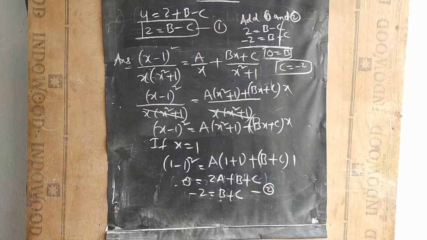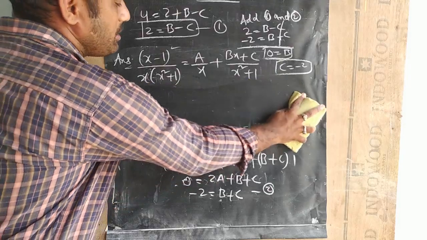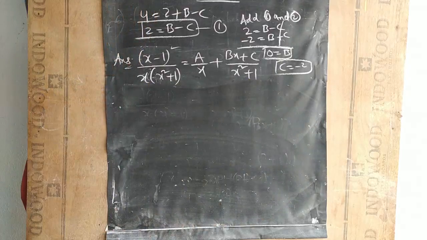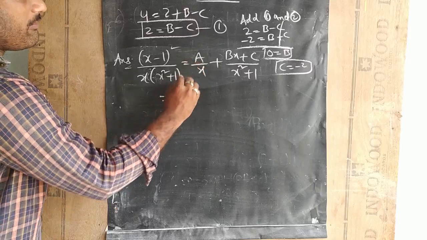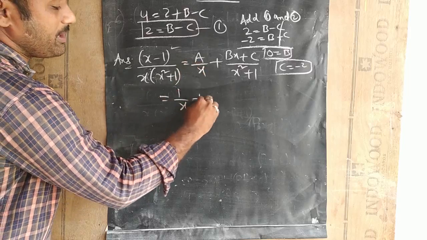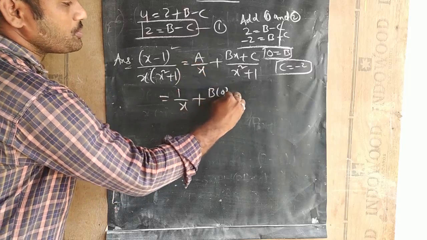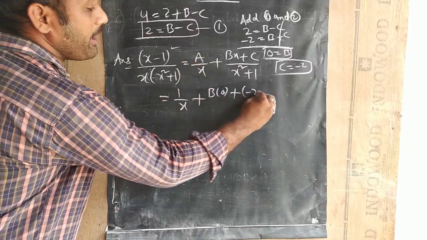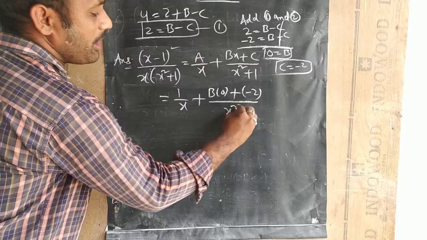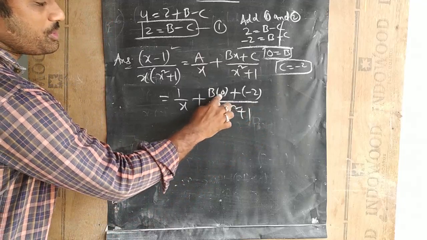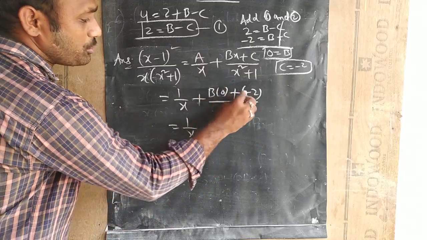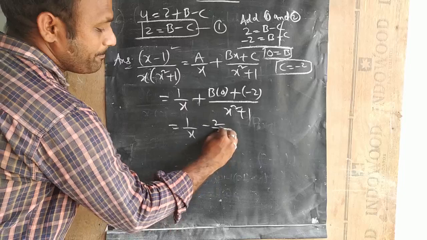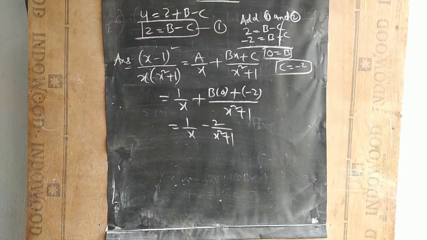So let us substitute those a, b, c values in the partial fractions. So what are we going to get, students, here? A value is 1 by x plus b into 0 plus minus 2 divided by x square plus 1. So b into 0 means 0. So the answer is 1 by x plus minus 2 by x square plus 1.